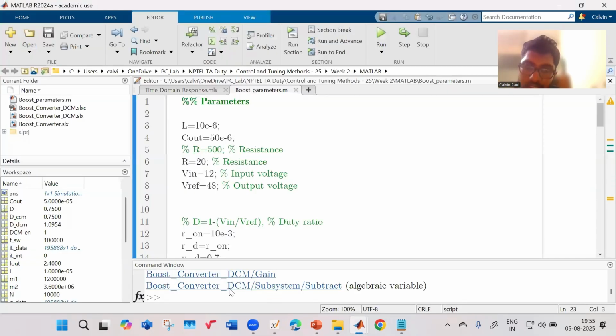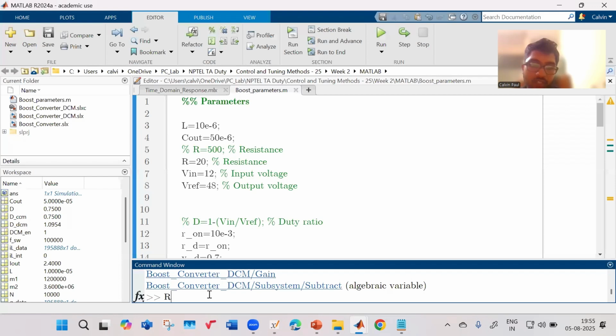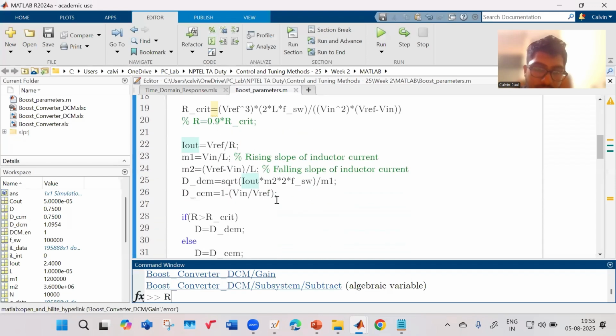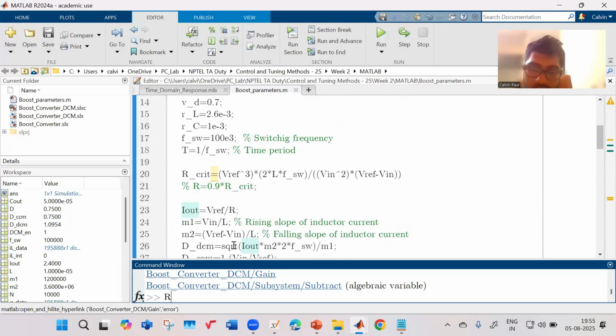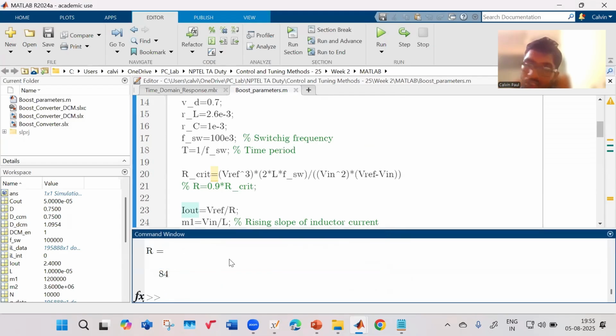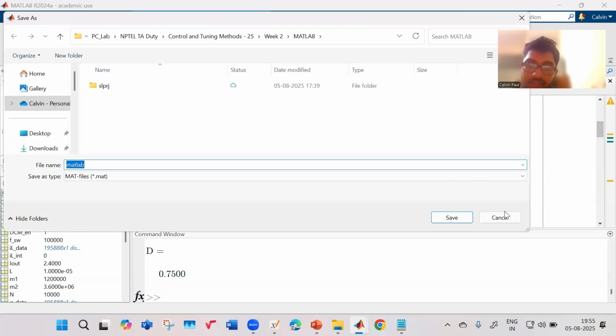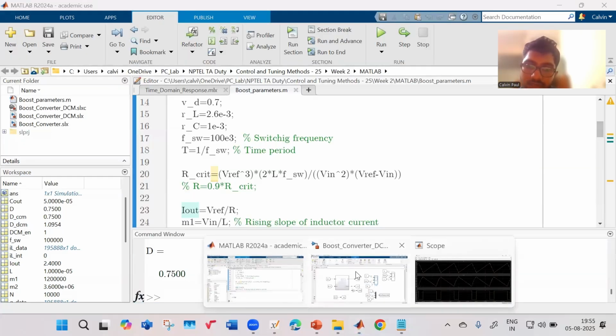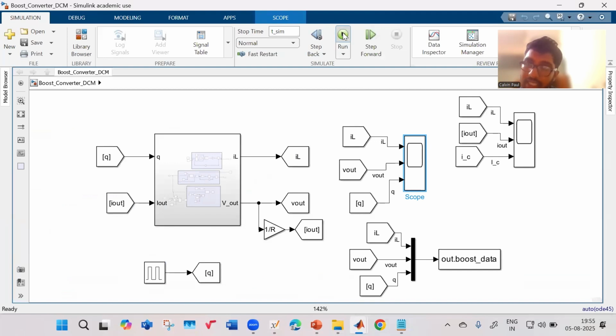Now what I will do is change my resistance. What is my critical resistance? Let us see the value of critical resistance. R_crit comes out to be 42 ohm. I will set my resistance to be twice of that, so I'll set it to 84 ohm. My duty will remain 0.75 as it is. Now I will run my simulation again and let us see what happens.